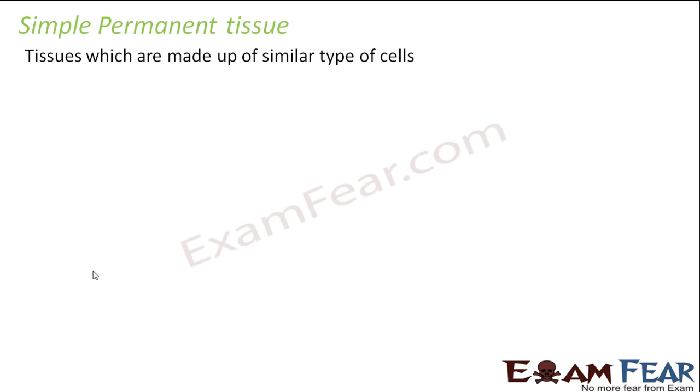So the tissues which are made up of similar type of cells. That means all the cells are similar. That is why it is simple tissue. There is no complication at all. It is not that some cell is like that, some cell is like something else. No complication at all. All the cells are similar. So they are simple permanent tissue.